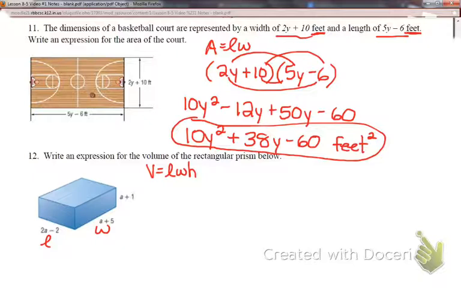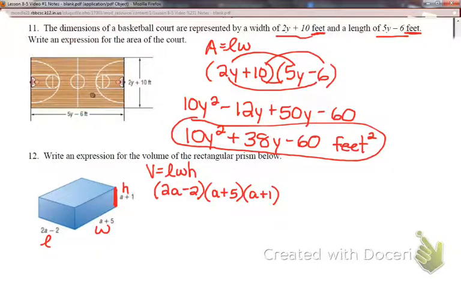I definitely think that a plus 1 is the height, because that's how tall the box is. But if the box was rotated a little bit, it could be the length or the width. So it really doesn't matter what order you write these in. I'm just going to do it how I have them labeled. So I'm going to say it's 2a minus 2 times a plus 5, and then times a plus 1.